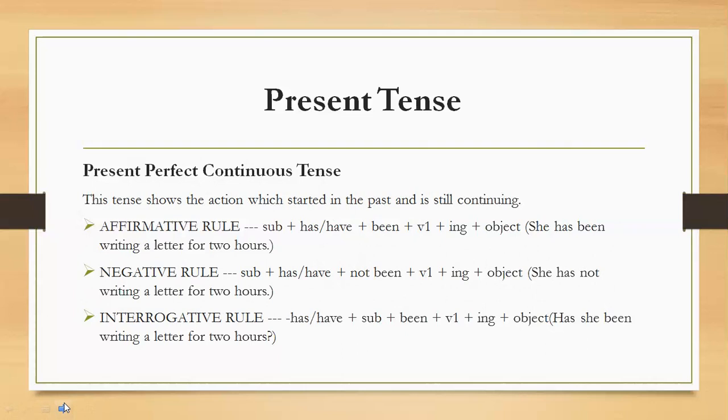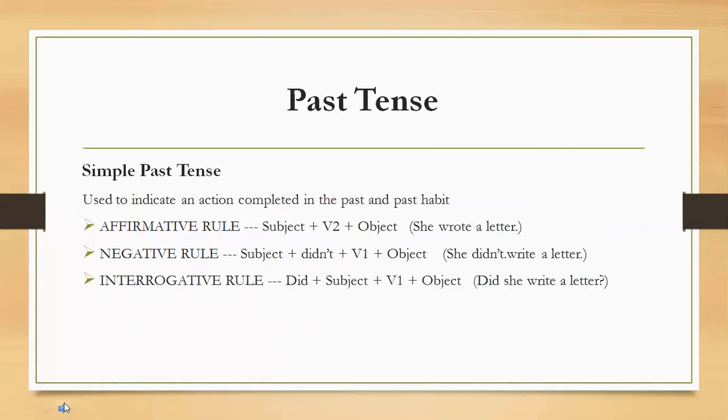Now we move on to another type of tense, that is past tense. We will learn about past tense. Past tense is also divided into four subcategories.